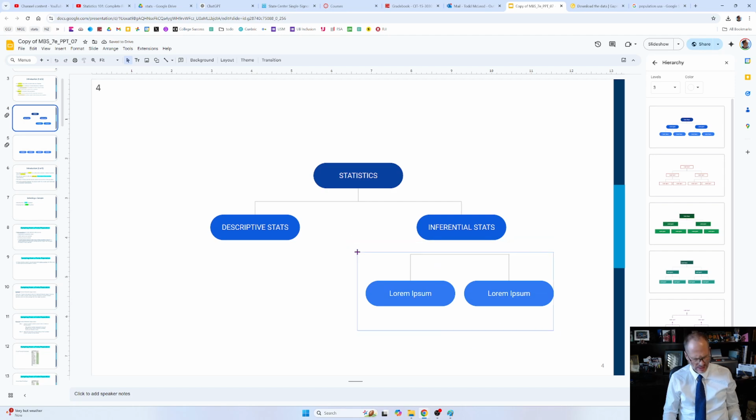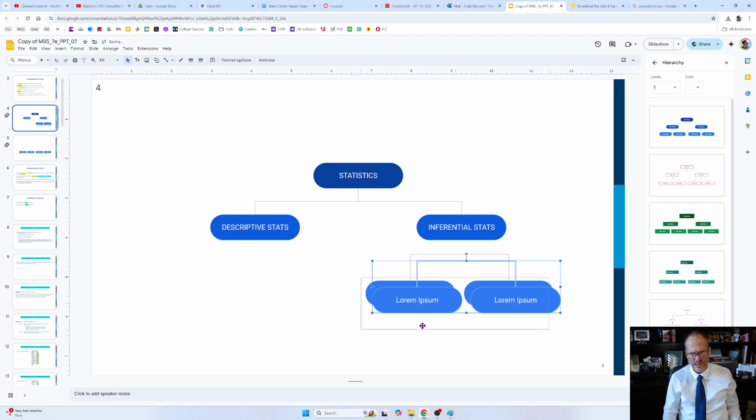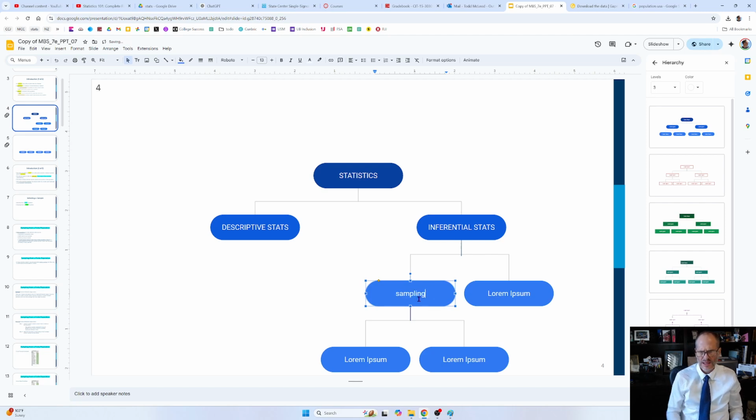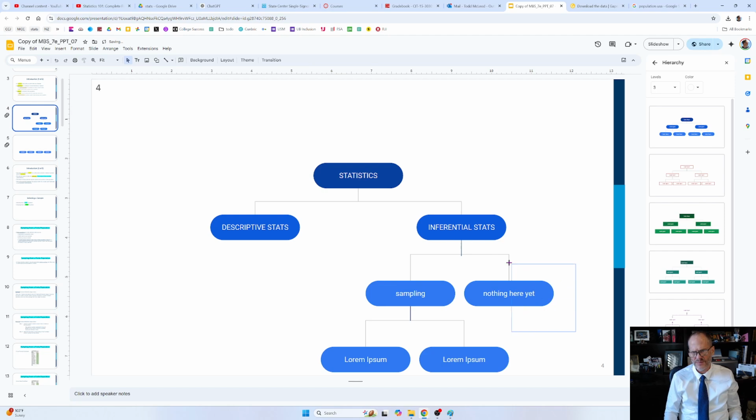And then I could copy this one again, bring it down once more, and put it right here. And then I could go up here and get this little line, just like that. There we go. And I could do another line right here, and that's close enough for government work. That's kind of a funny phrase. So here we could say that this is sampling, and maybe we don't have anything here yet. Or we could just delete that one. So let's get rid of that one like that.